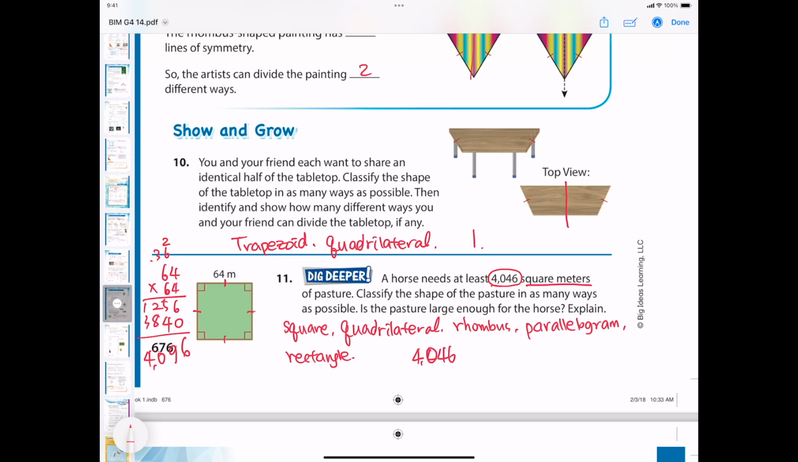So let's compare. 4,046 you need, right? Square meters. But then you have what? 4,096. That means what? You have enough.